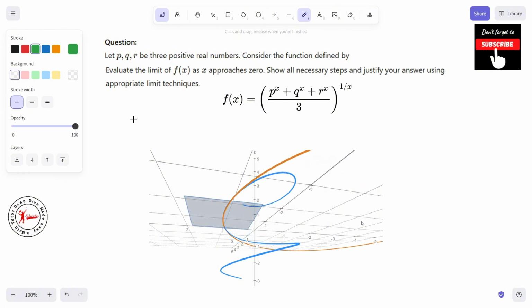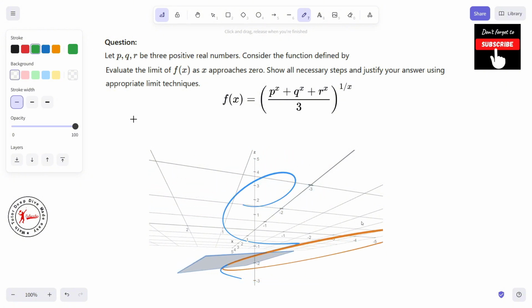Alright, let's work through this carefully together. We're being asked to find the limit of a function that looks like an average of exponential expressions, and the entire thing is raised to the power 1 over x. So what we're trying to evaluate is this. As x gets very close to 0, what does this expression approach? Open parentheses, p to the power x plus q to the power x plus r to the power x, all divided by 3, close parentheses, raised to the power 1 over x.